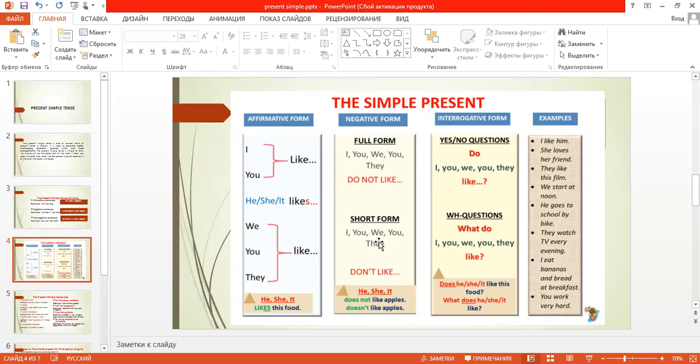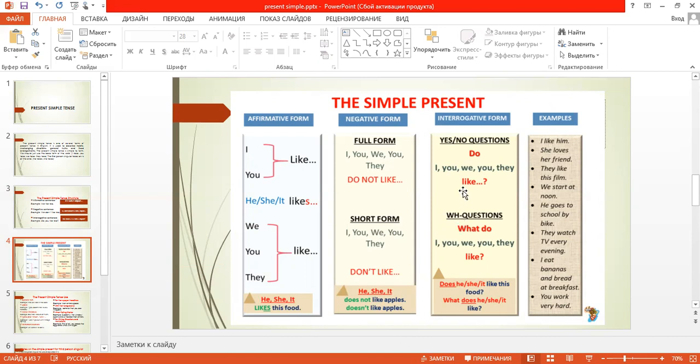And with third person singular, we use auxiliary verb does plus not, and as a result, we get doesn't. He doesn't like swimming. She doesn't like swimming. It doesn't like, for example, sleeping.